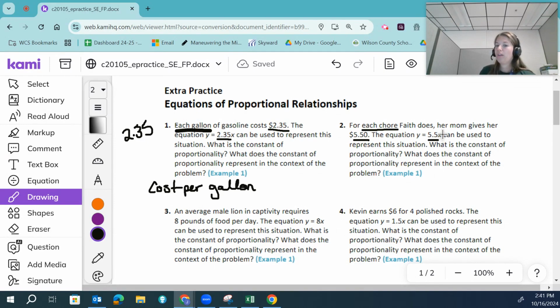Okay, so if we do one chore, she's going to get paid $5.50. If she does 0 chores, she's going to get $0. If she does 2 chores, she's going to get $11, because 2 times $5.50 is $11. So the constant of proportionality is 5.50, and the constant of proportionality represents the pay per chore.